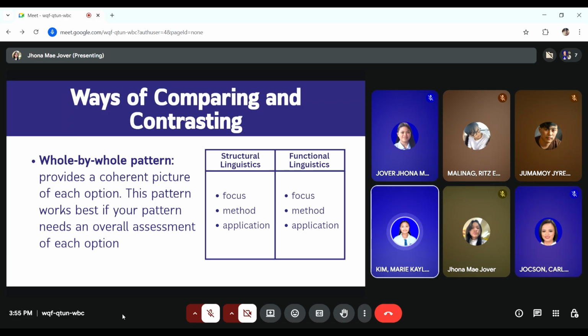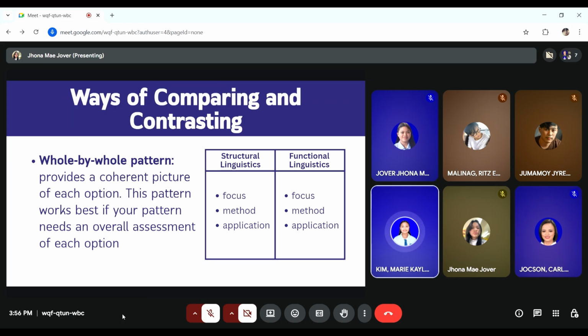This means we present all the important criteria of the first item first, such as its focus, method, and application, before discussing the second item using the same set of criteria. For example, in our presentation, we compare structural linguistics and functional linguistics. Using the whole by whole pattern, we first explain structural linguistics in terms of its focus, method, and application. We fully describe it so that the audience can understand it clearly.